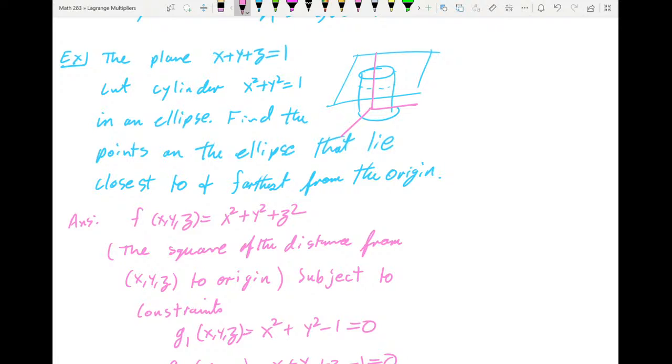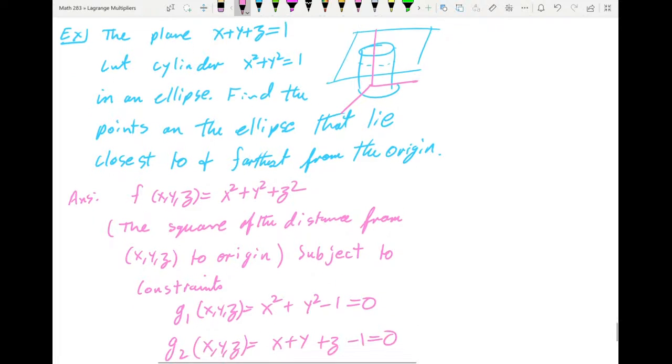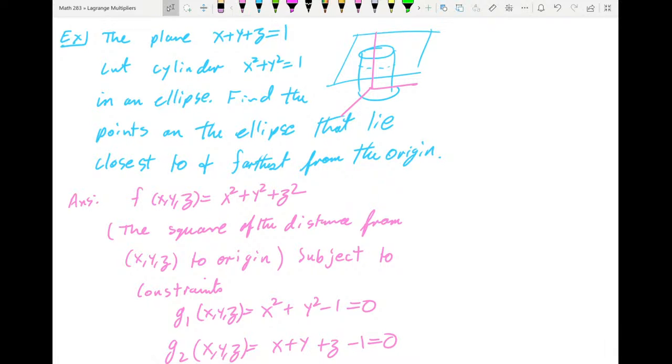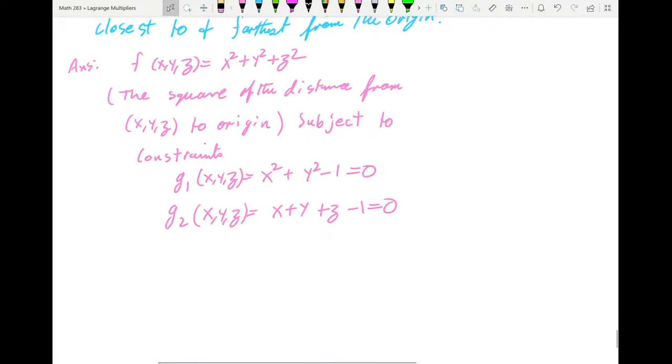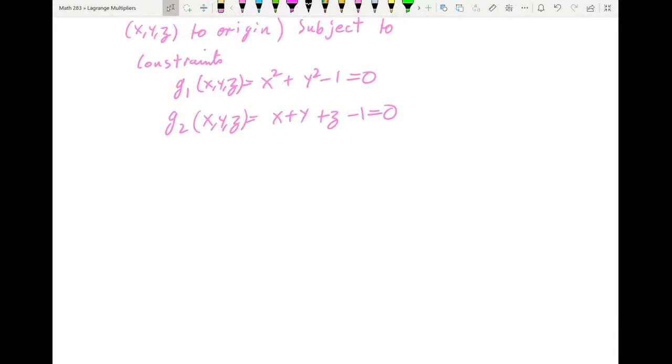The plane is that. That is something that I have to give you, the function f. I have to give you that. Okay, so now let's look at it.